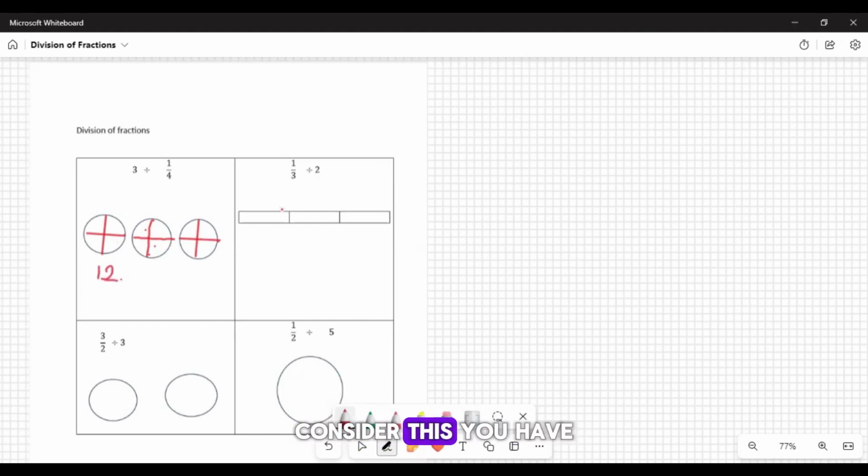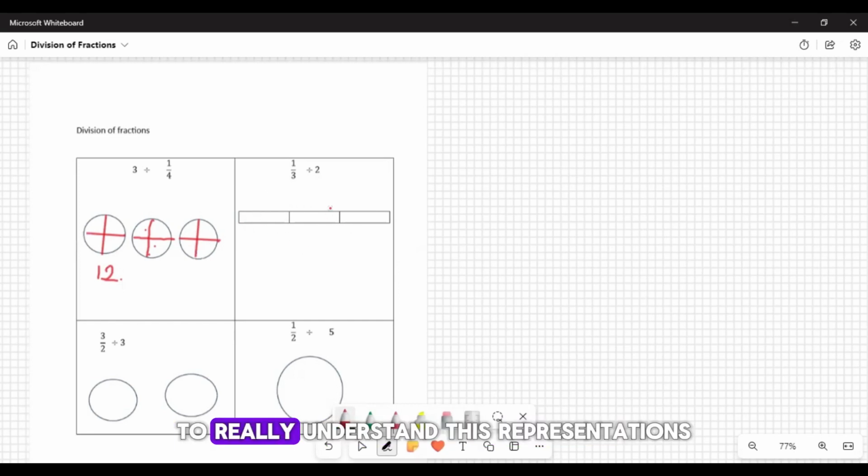Let's consider this. You have 1/3 divided by 2. And 1/3 is a proper fraction, so we can represent it by a bar of soap. For those who don't understand the proper fraction, you can refer to my video on proper fractions, as well as improper fractions, to really understand these representations.